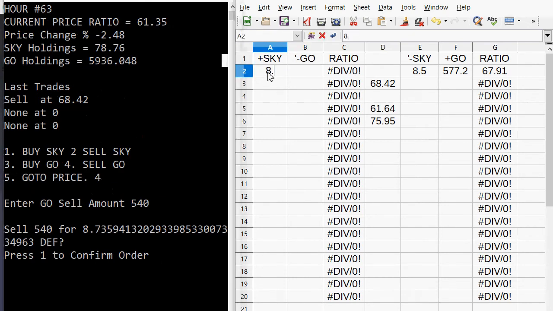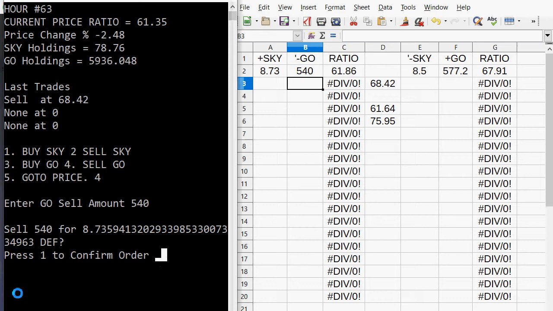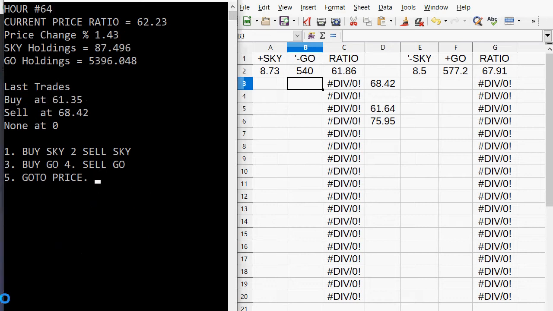So we'll go 8.73 and 540 here. And then as far as rake, I mean, the transfer fees are a lot lower than this actually. I got 0.8%. When you consider Binance like 0.2% to make two trades and then the fees are like nothing, the actual ratios would be a bit better. I probably wouldn't get 61.86. I'd probably get somewhere around 61.50 or something. But as it is, we'll play it within this method.